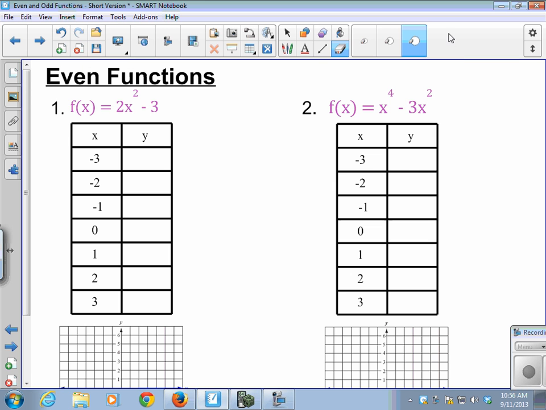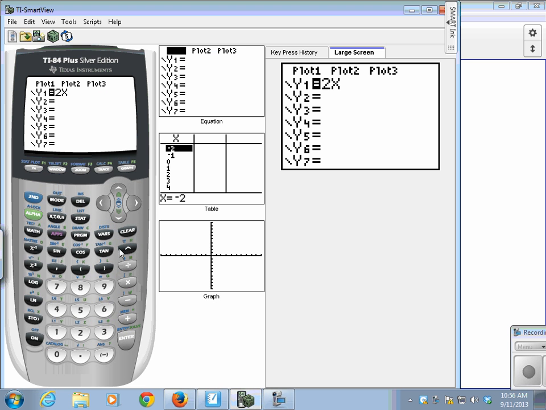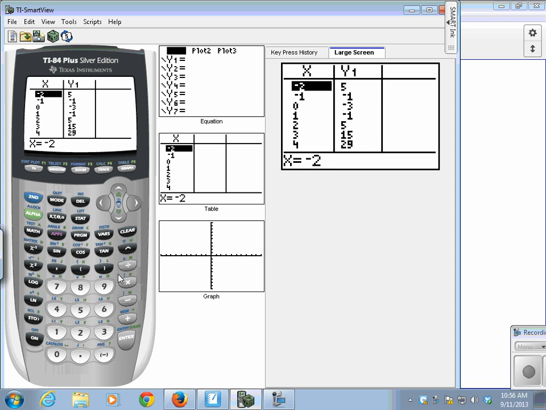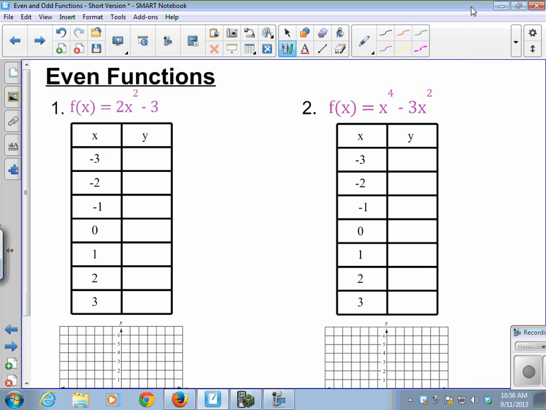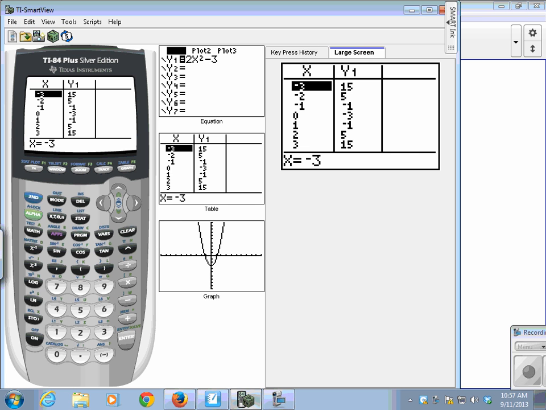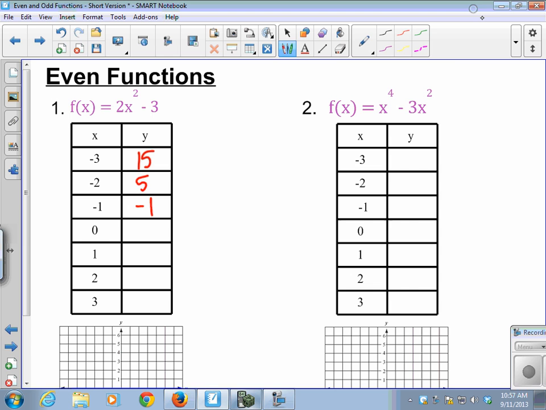I'm going to plug in my first function, 2x squared minus 3, and get my table. So I'm filling this in from negative 3 to positive 3. So my coordinates are going to be negative 3, 15; negative 2, 5; negative 1, negative 1.